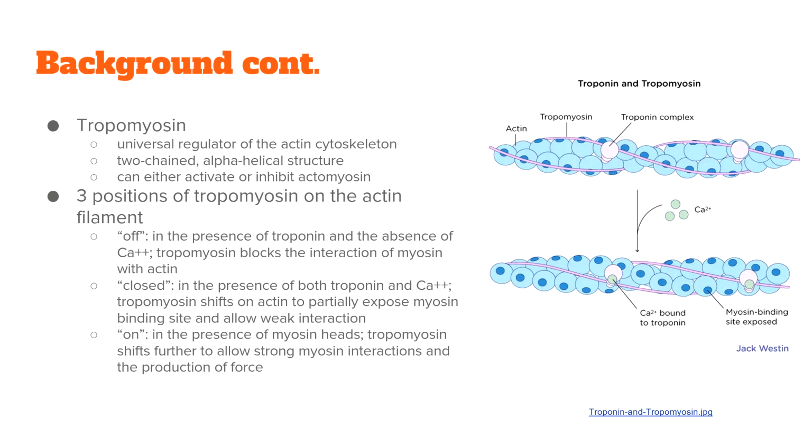In the closed position, found in the presence of troponin and calcium, tropomyosin will slightly shift on actin to partially expose the myosin binding site and allow for some weak interactions. And then in the on state, which is in the presence of the myosin heads, tropomyosin will further shift to allow for some stronger myosin binding and thus muscle contraction.